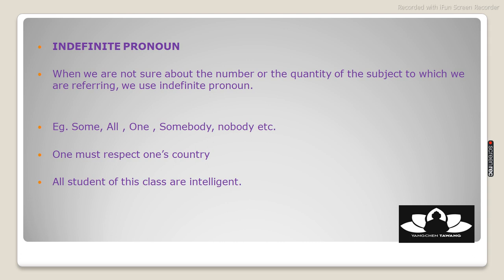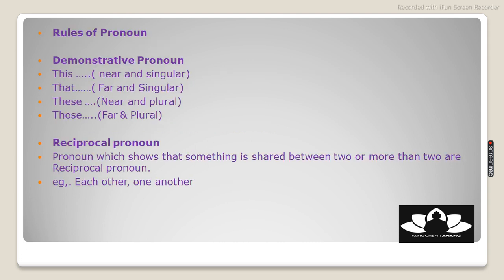Somebody, nobody. In a sentence like one must respect one's country, the term given is one, but it is not pointing to only one person. It is for people in general. All students of this class are intelligent. It means we do not know how many students there are. We just want to denote that all the students of the class are intelligent.